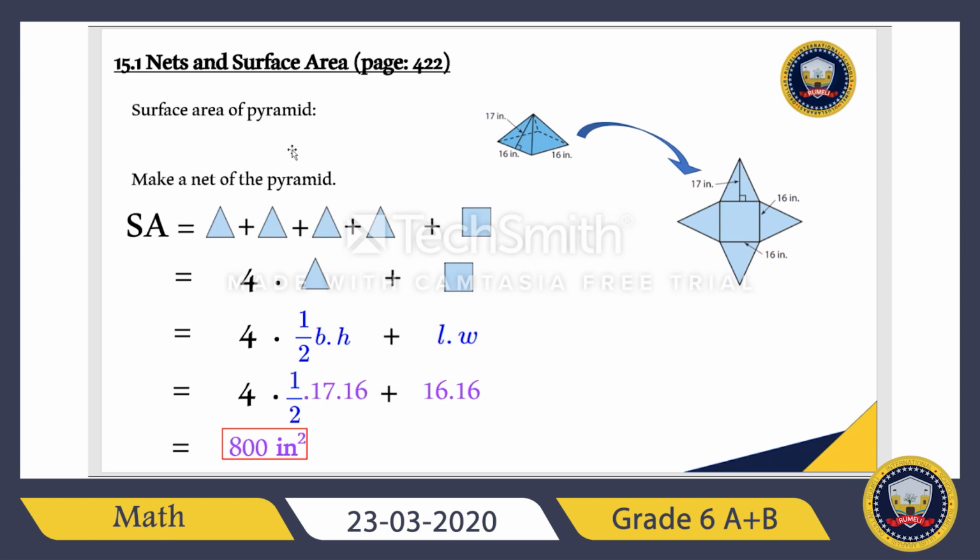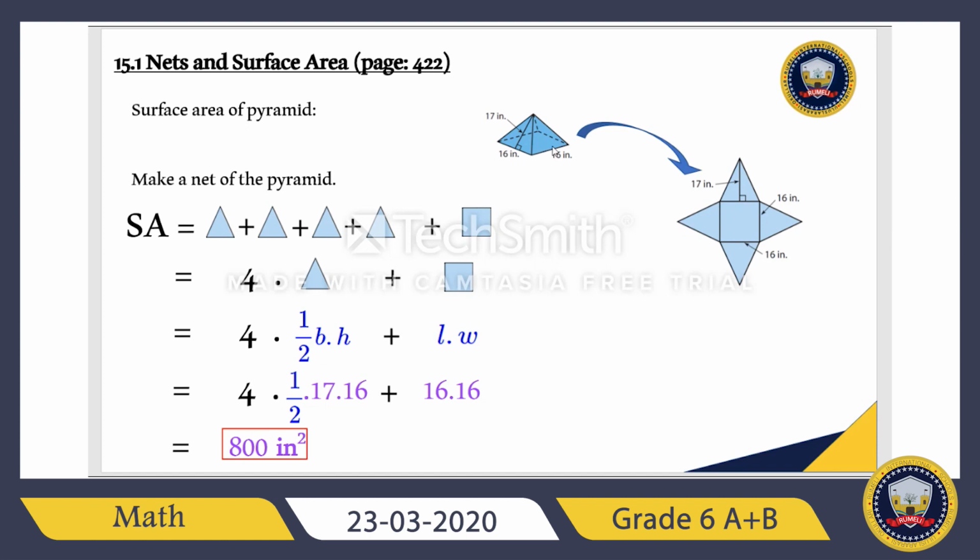First thing I'm going to do, I'm going to make a net out of this pyramid. So I will just open my pyramid. What is the resulting net? It will be a square base. That's my base here. And I have four sides that are triangles.